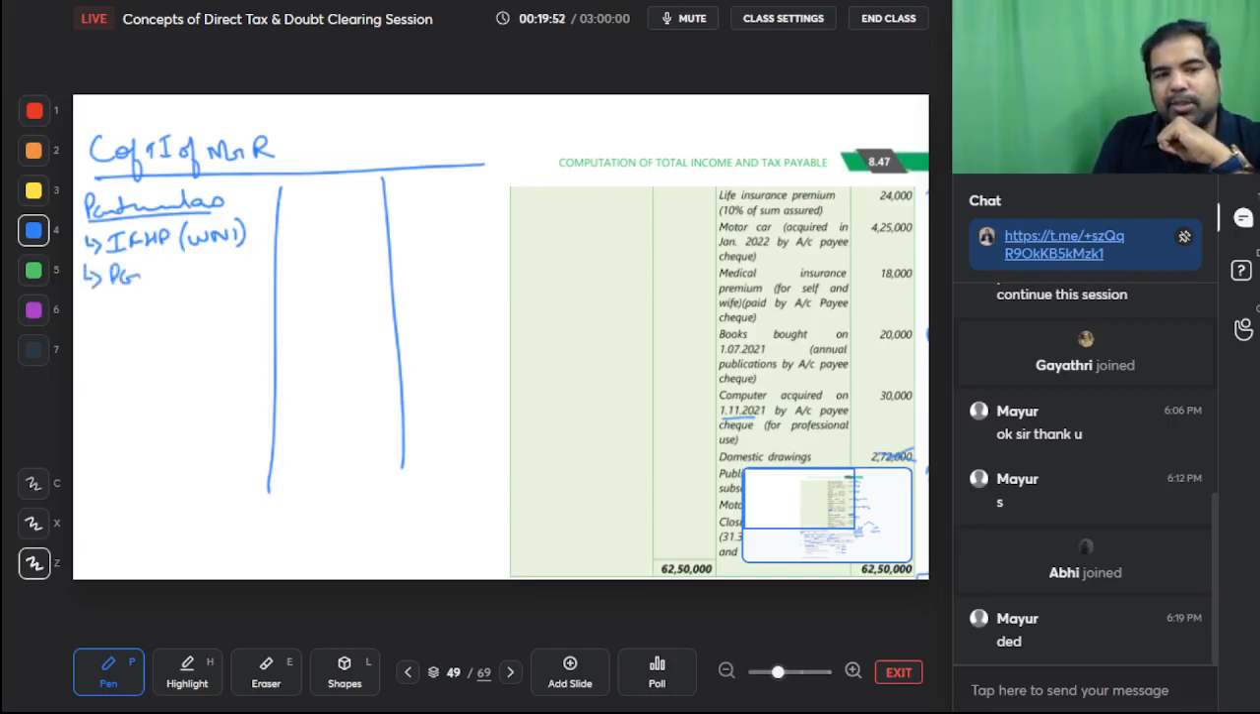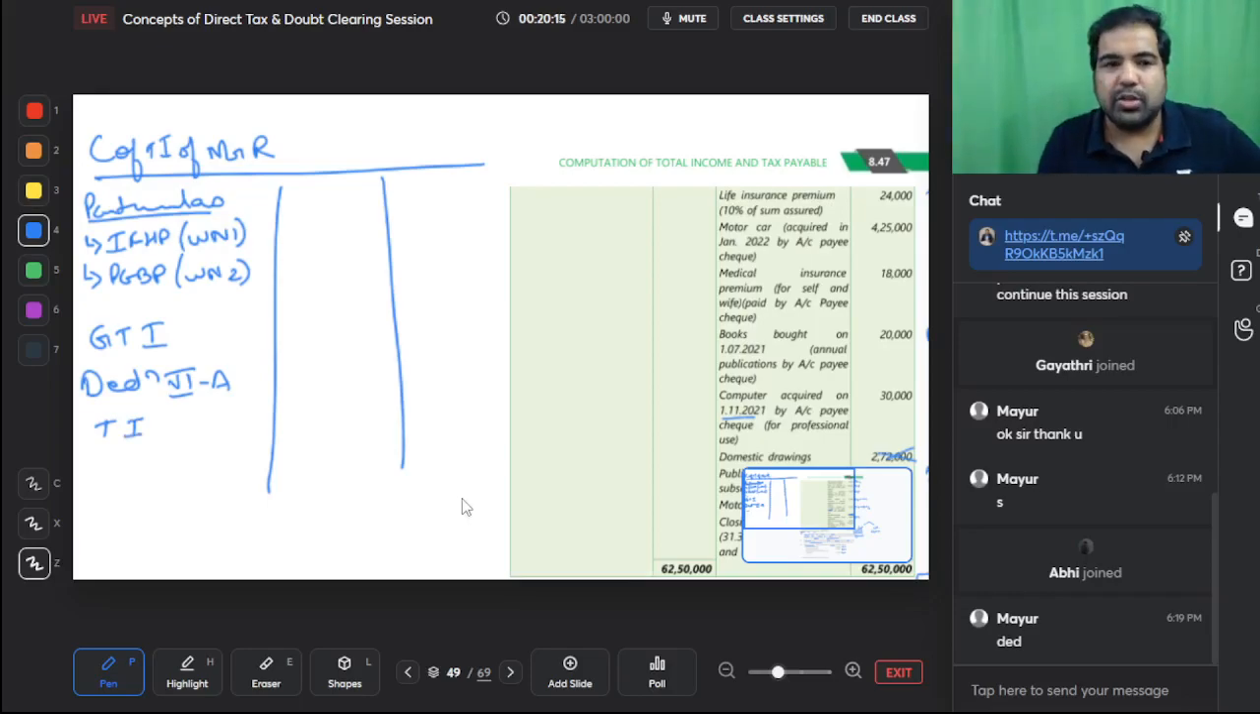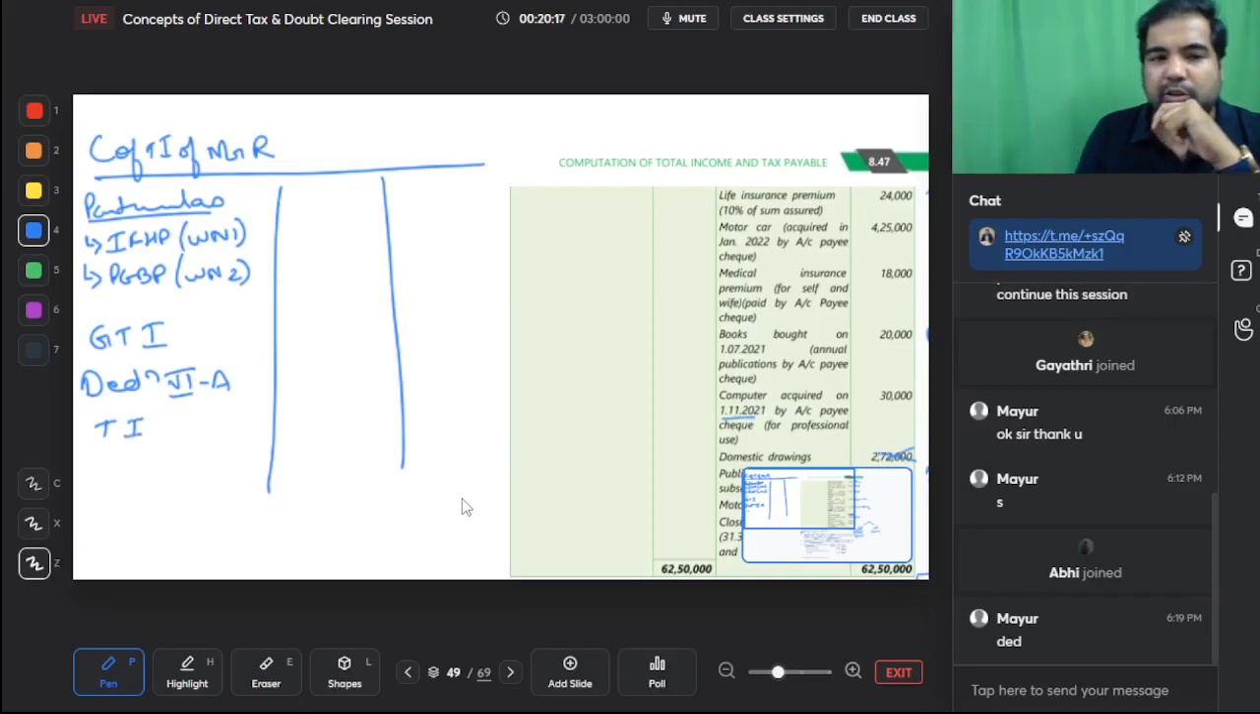You know he has PGBP, so you can write working note 2 and you can add that amount here. There is no capital gain and there is no IFOS. Till now I don't think there is IFOS, so that will give you your gross total income, and then you can have deductions under chapter 6A, and then you can have total income. So this is what the table should look like. Very neat, very clean, very less of calculations, and all the calculations should be in working notes.